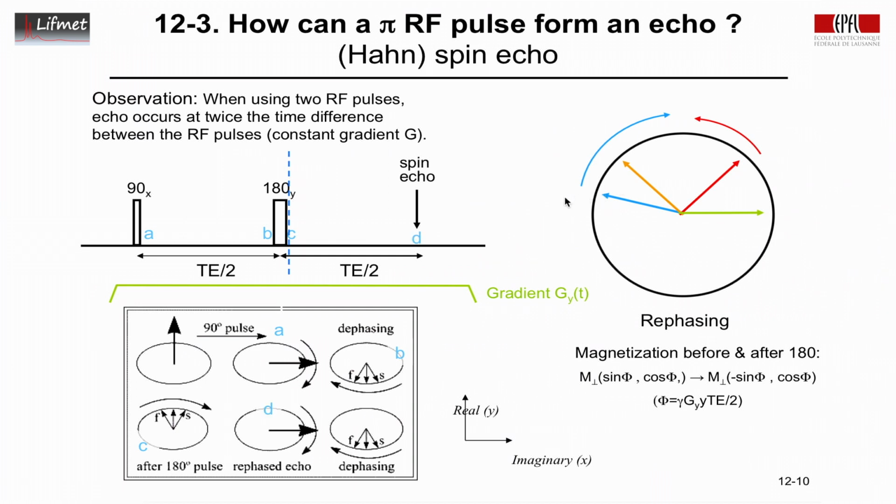And as we do that, going from C to D, they continue to go with the same precessional frequency, but in the end, all the magnetization vectors will align themselves and be collinear again, and hence form an echo. And this is called a spin echo.